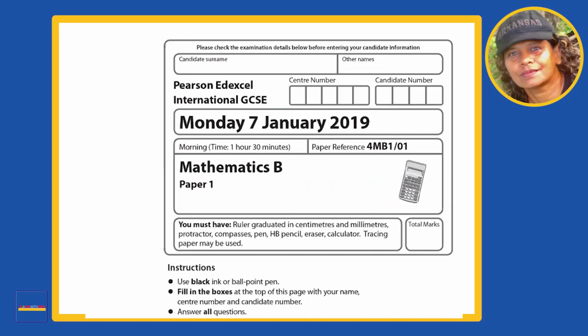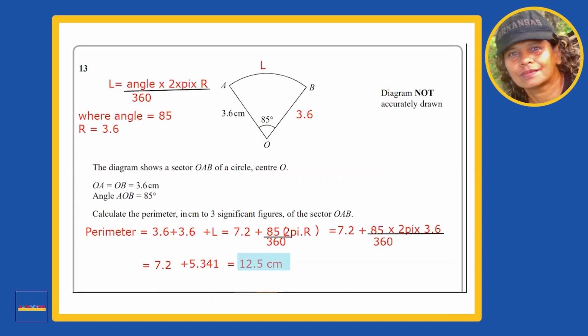This paper is January 2019, Paper 1, Syllabus B, Pearson O-Level. I'm going to continue from question 13. I've done the questions from 1 to 11 in the previous videos.